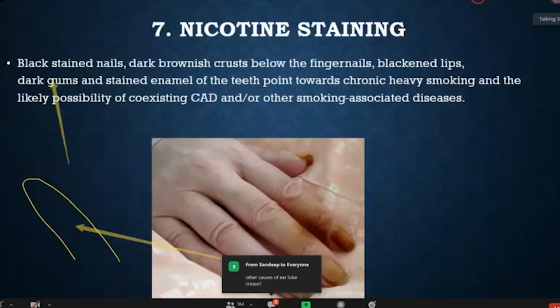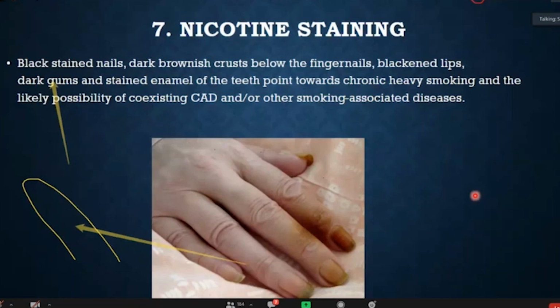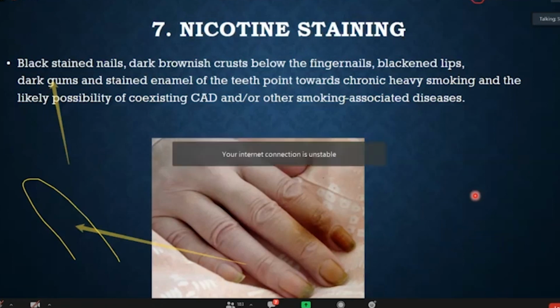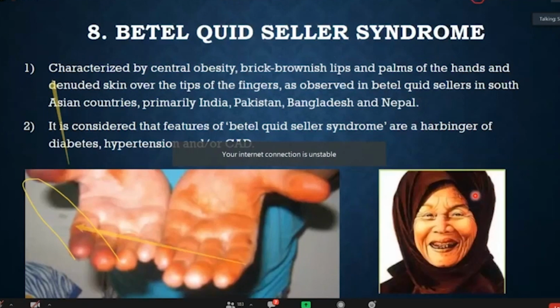Now, the next few things are what are known as the secondary markers. Nicotine staining may be associated with chronic heavy smoking, so you should always look for nicotine staining in the hands. Now there is another thing known as betel quid chewer's syndrome, characterized by central obesity and brick brown lips and palms. This is usually found in patients in Asian countries, mainly in the India, Pakistan, Bangladesh, Nepal belt, because they take a lot of betel quid, and it is usually associated with diabetes, hypertension, and CAD.